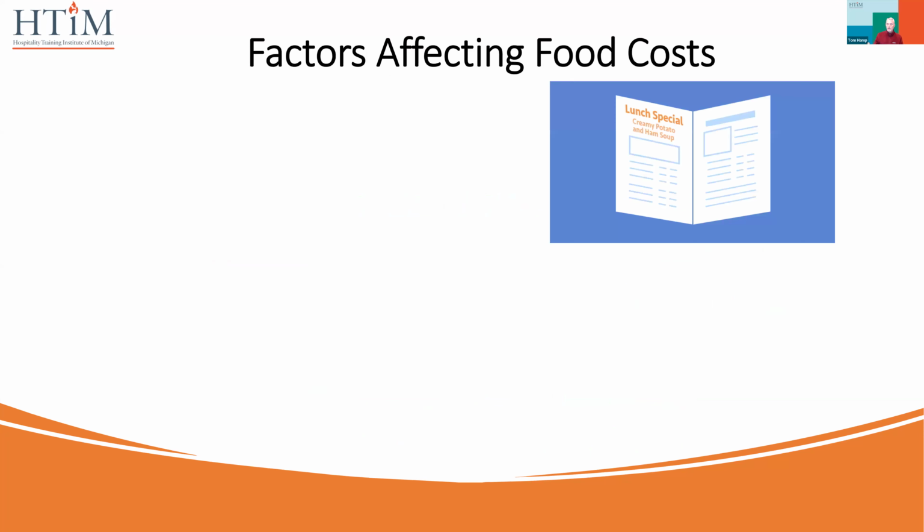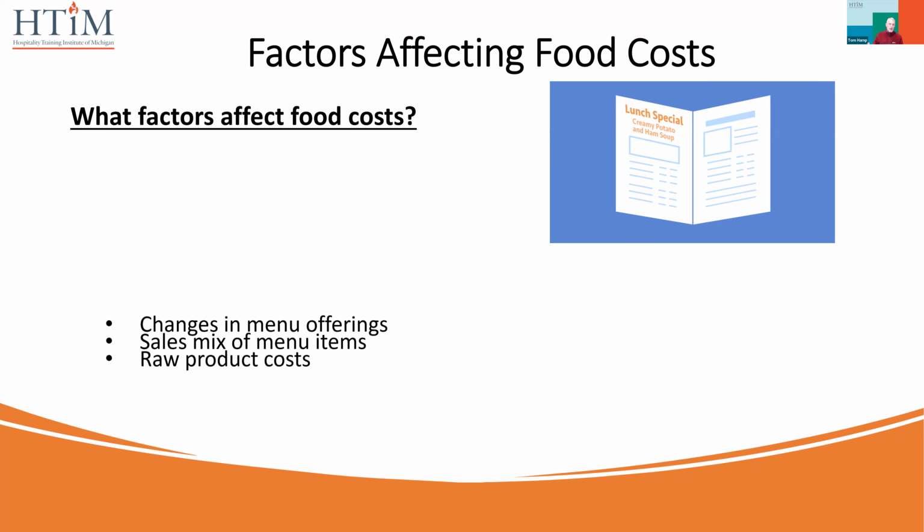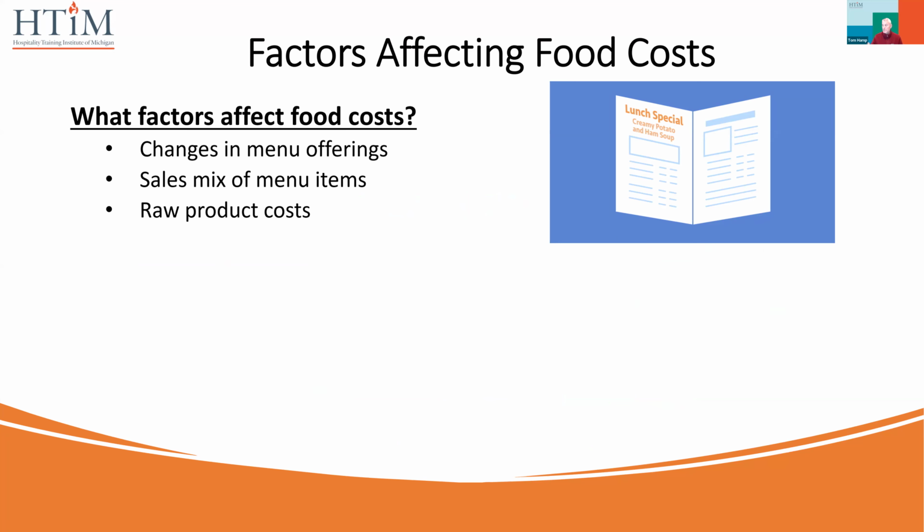So here we go. Some of the factors that affect food costs, pretty straightforward, right? If we have a sudden change in our menu offerings, if we've redone the menu and we've got stuff in inventory based on the old menu, that's going to affect food costs, right? Because more stuff's going to be on the shelf unless we've done a really good job of incorporating the stuff that we've ordered. Your sales mix of menu items could certainly hamper that. And then the raw product costs, whether they go up and down from your vendors, which you have to keep a close eye on.